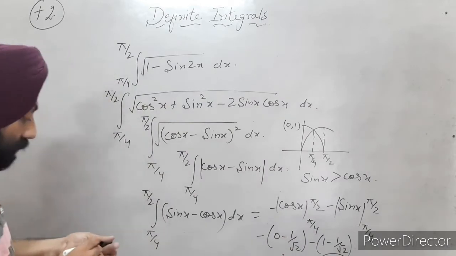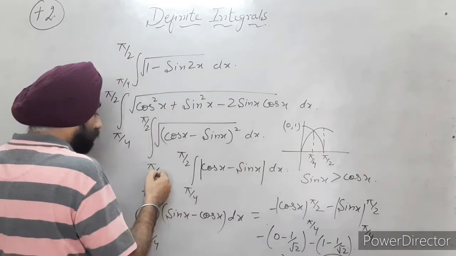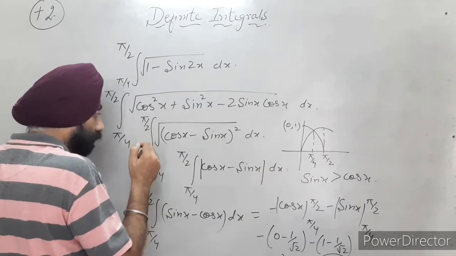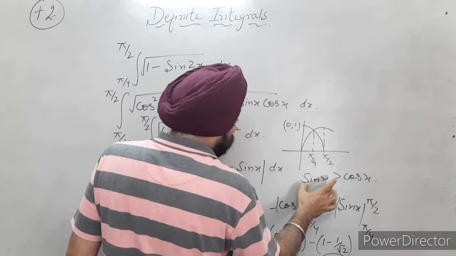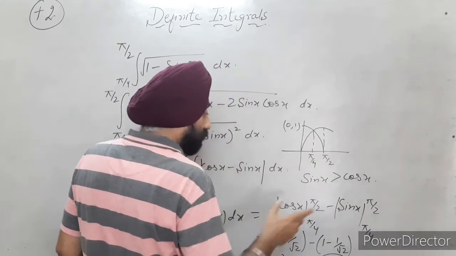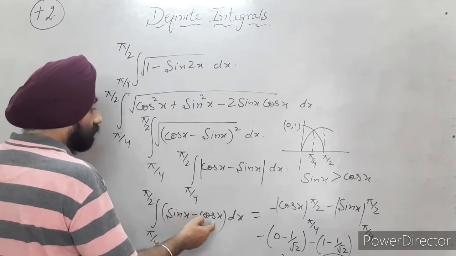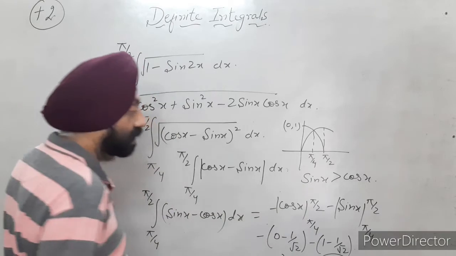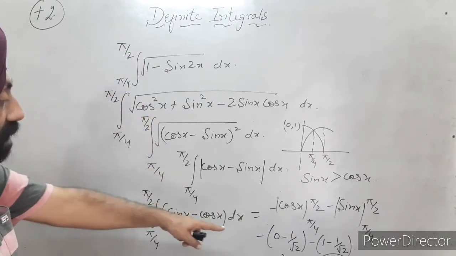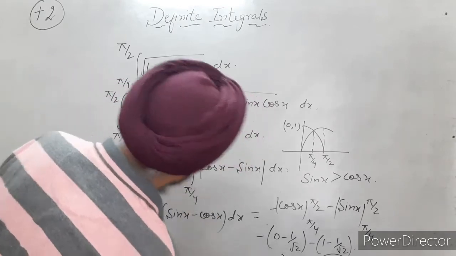Now I hope you have understood this concept, because the limit is pi by 4 to pi by 2. In pi by 4 to pi by 2, sin x is greater than cos x. That's why I have written this value as sin x minus cos x. Then I integrated and substituted the limits. I get the answer as 2 minus under root 2 divided by under root 2.